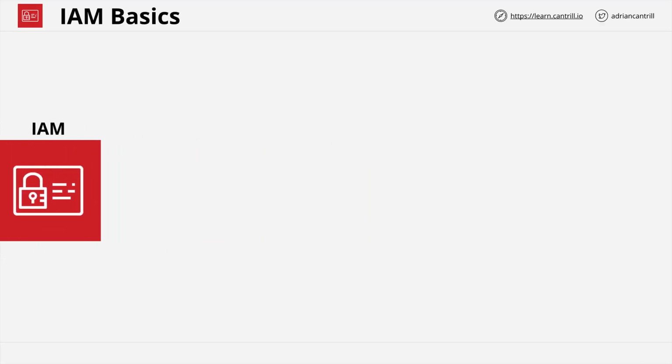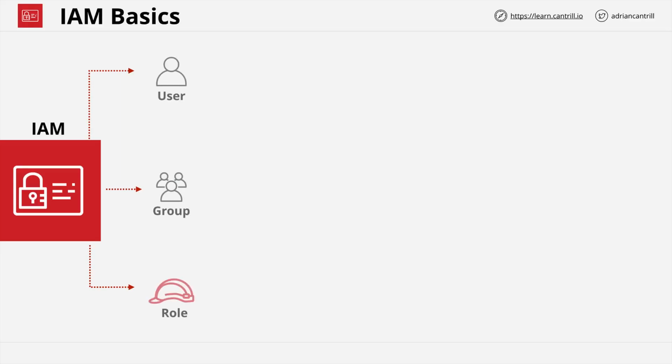IAM lets you create 3 different types of identity objects. We've got IAM users, IAM groups, and IAM roles. They each have their own specific uses, and by the end of this course, I'll make sure that you really understand when to use each. But at this stage, I just want to quickly introduce them.